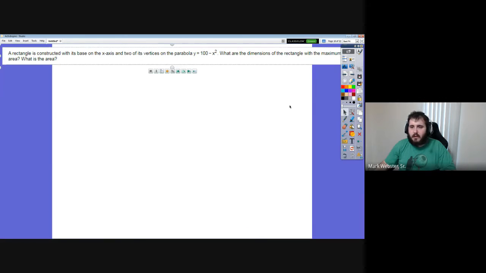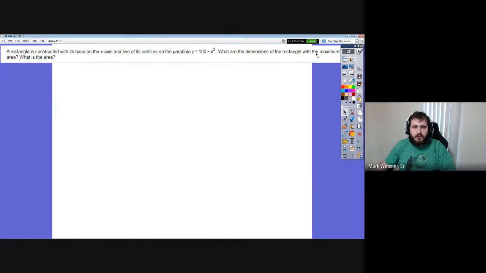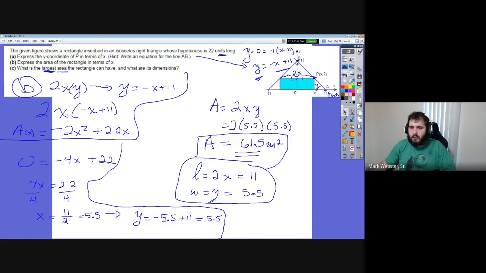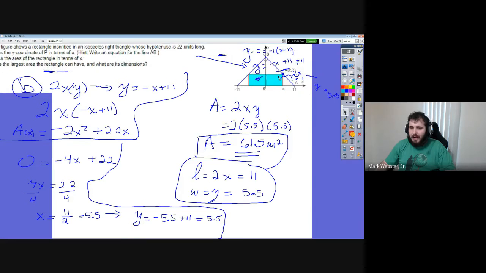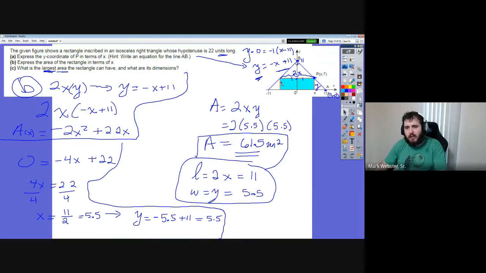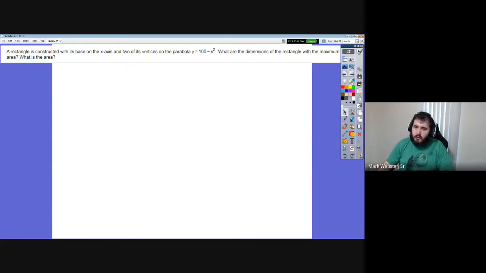But it's the same idea. It's the same idea. They're telling you that there's a rectangle with a base on the x-axis, just like this one. The only difference is that it's no longer this isosceles triangle, but a parabola. And the two corners here are on the parabola, like this. So I'm going to attempt to draw this because I think a visual is a good thing.